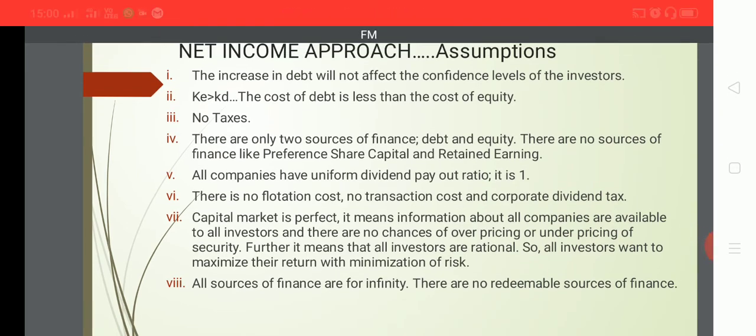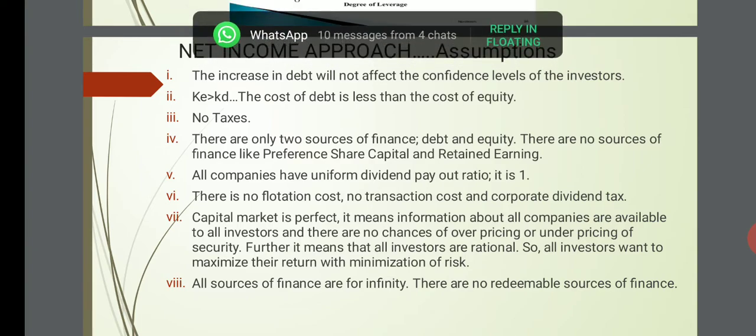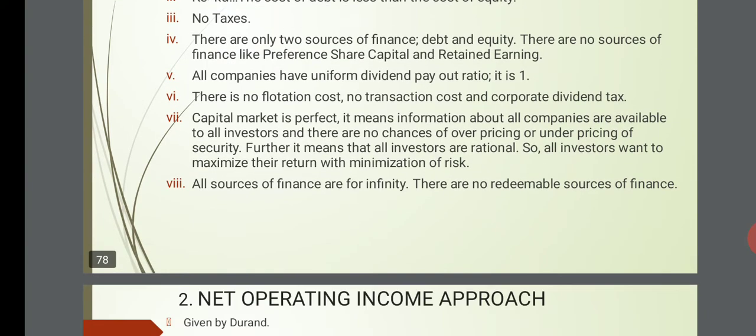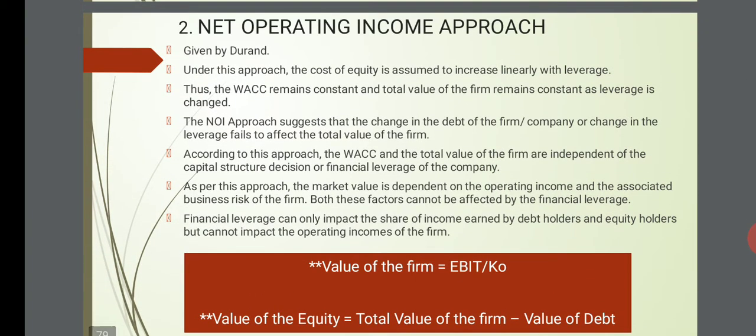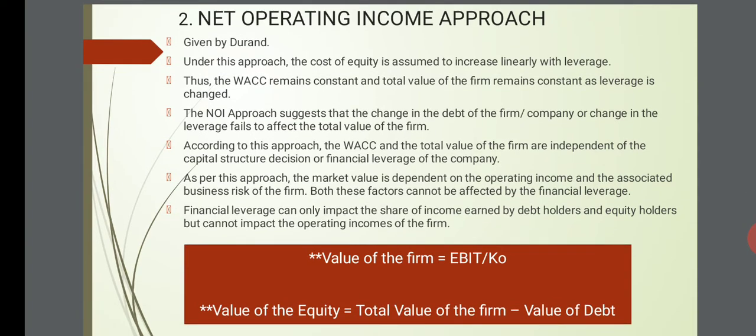Capital market is perfect. It means the information about all the companies is available to all the investors, and there are no chances of overpricing or underpricing of securities. Further, it means that all the investors are rational, so all the investors want to maximize their return with minimization of risk. All sources of finance are of infinite life. There are no redeemable sources of finance. So every source of finance is an irredeemable source of finance. So this is the net income approach. What we learned is we can affect the value of the firm by changing the capital structure of the firm and changing it to more of a debt mix.